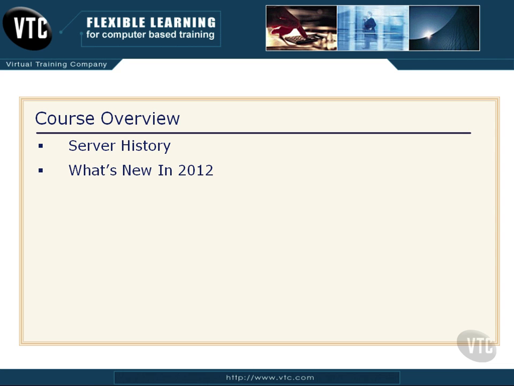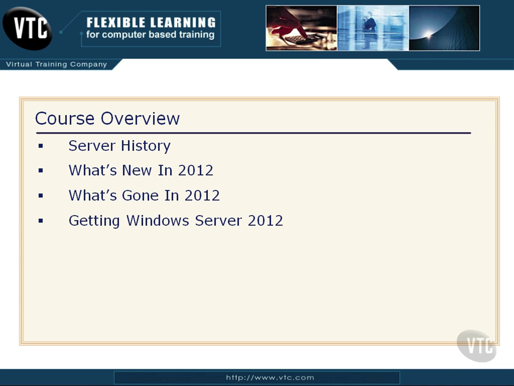You'll hear me call it all kinds of things, no doubt. Then we'll talk about what's missing, what's been taken out of 2012, what's being deprecated, what's going away in the near future. And then we'll talk about getting your hands on a copy of Windows Server 2012 so you can experiment, get some hands-on experience. And we'll talk about understanding Windows Server 2012, how we got here, what we're expecting this thing to do, what we're looking for, and then everybody's favorite, hardware requirements.